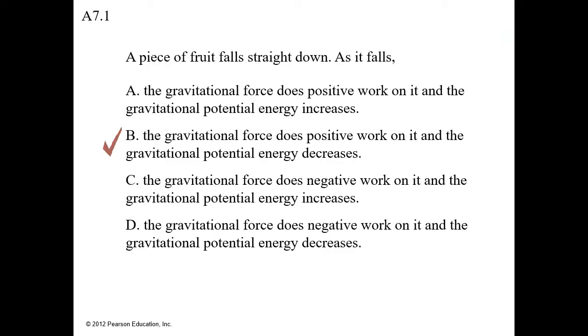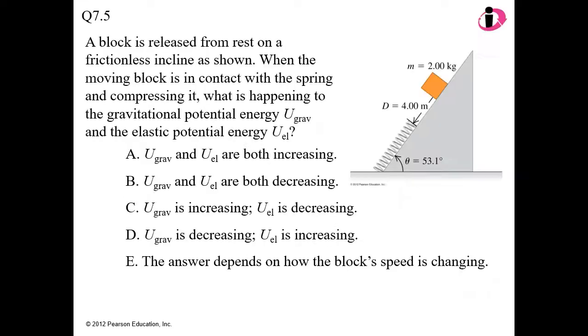Because the force of gravity points down and the object is falling down, the gravitational work is indeed positive. But since the change in potential energy is the negative of the work done by the conservative force, the potential energy decreases. A block is released from rest on a frictionless incline as shown. When the moving block is in contact with the spring and compressing it, what is happening to the gravitational potential energy U grav and the elastic potential energy U elastic?